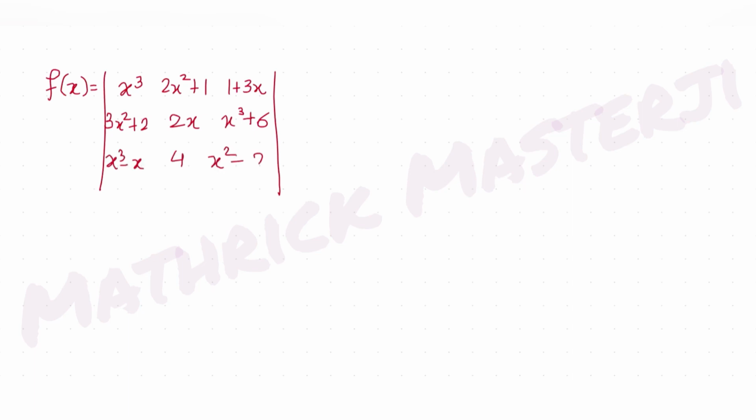Now this is the point at which you apply the concepts of derivatives. That's why we are understanding this question from the application of derivatives. If I want to apply the derivative to this determinant, how do I do that? You take the derivative of one row at a time and write the other two rows as they are. So the derivative of the first row: derivative of x cube is 3x squared, derivative of 2x squared plus 1 is 4x, and derivative of 1 plus 3x is 3. The other two rows I will write as they are.